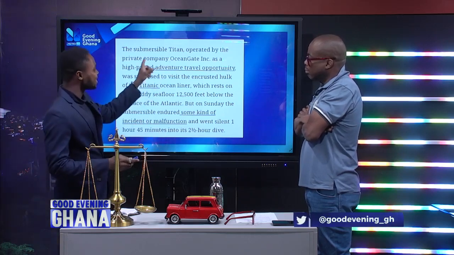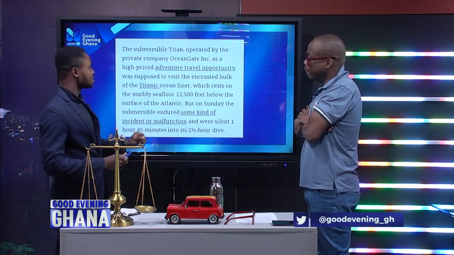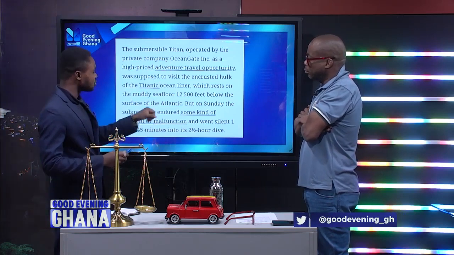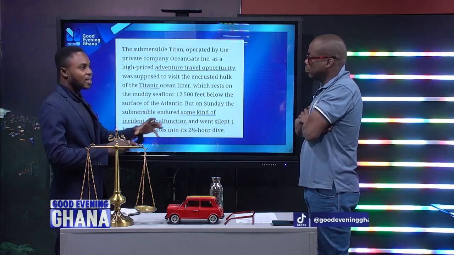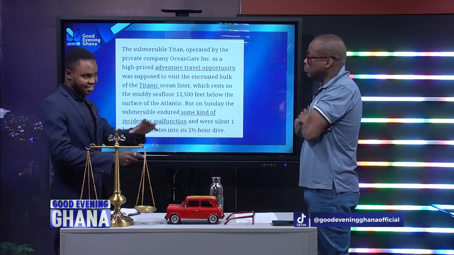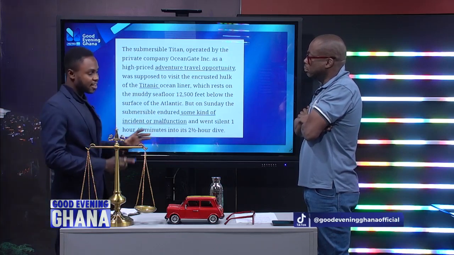And the Titan is an example of a submersible. We'll get to the measurements. It's about 22 feet across, like the size of our small trotros. It can contain up to 4 or 5 people.